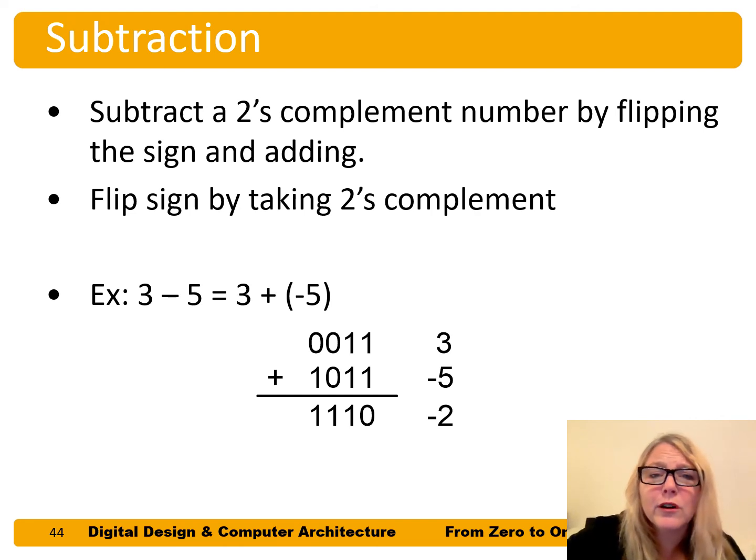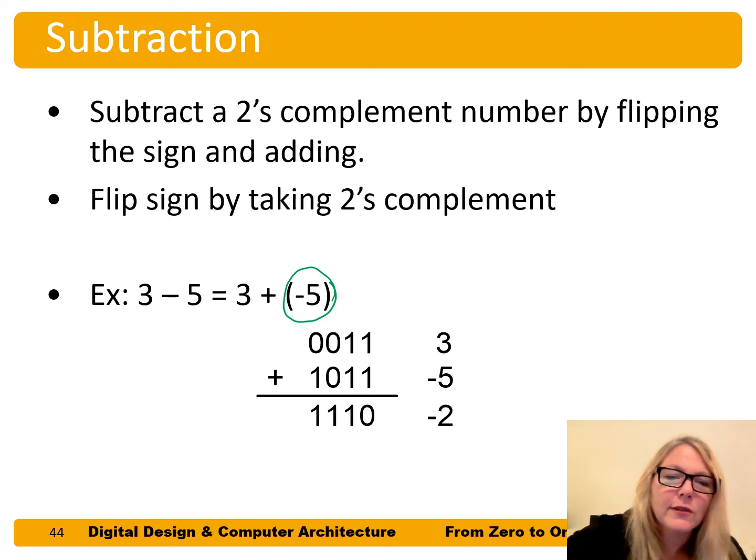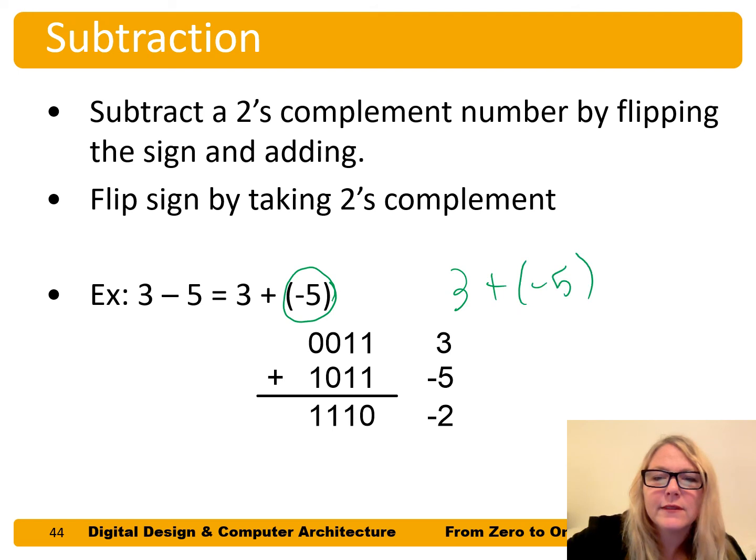So we actually perform subtraction by performing addition of the negative number, so 3 plus minus 5. We flip the sign of plus 5 and add it to 3.